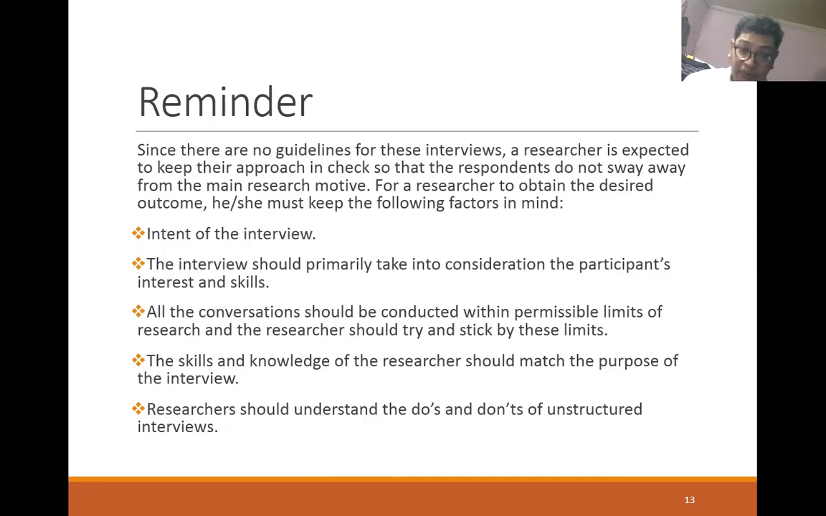The intent of the interviewer, the interview should primarily take into consideration the participants' interests and skills and other considerations. All the conversation should be conducted within the permissible limits of research. The limitation and scope of the research, the skills and the knowledge of the researcher should match the purpose of the interview, and researchers should understand the do's and don'ts of unstructured interview.